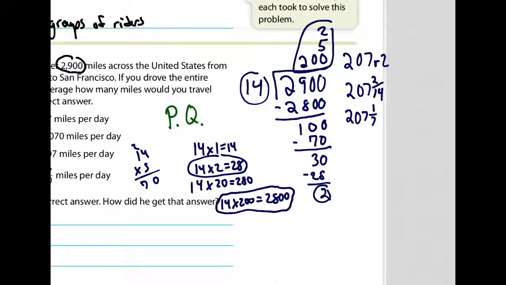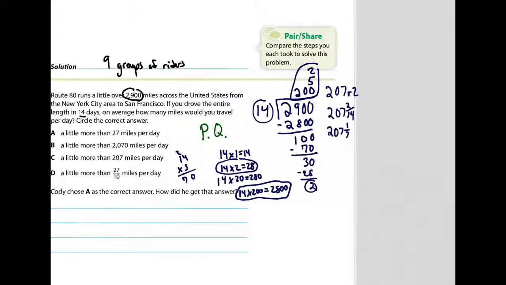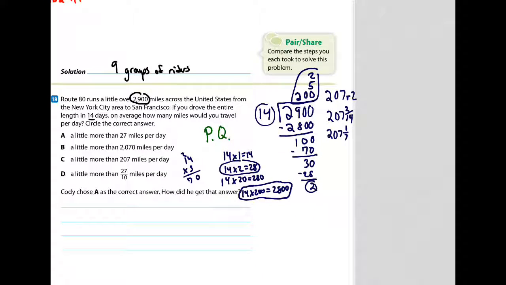So let's see our answer choices. A says a little more than 27 miles a day. No, because 207 is not a little more than 27. B says a little more than 2,070. No. C says a little more than 207 miles a day. I'd say that could be the answer. And D says a little more than 27 over 10 miles per day. Now that's only like 2 miles per day. So the correct answer is C. And that is a little more than 207 miles a day.